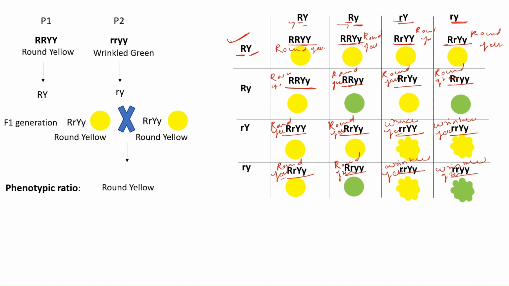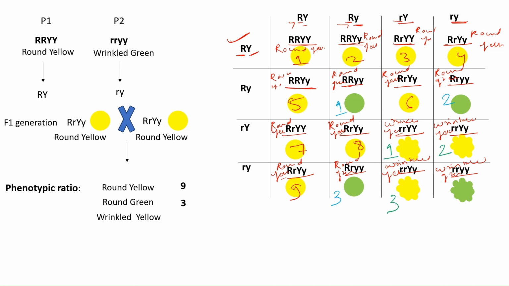So now, what is the phenotypic ratio? How many do we have that are round and yellow? 1, 2, 3, 4, 5, 6, 7, 8 and 9. So we have 9 round yellow. How many are round and green? We have 1, 2 and 3. How many do we have that are wrinkled and yellow? 1, 2 and 3. And how many do we have that are wrinkled and green? 1. So the phenotypic ratio for the F2 generation in the case of a dihybrid cross is 9:3:3:1.